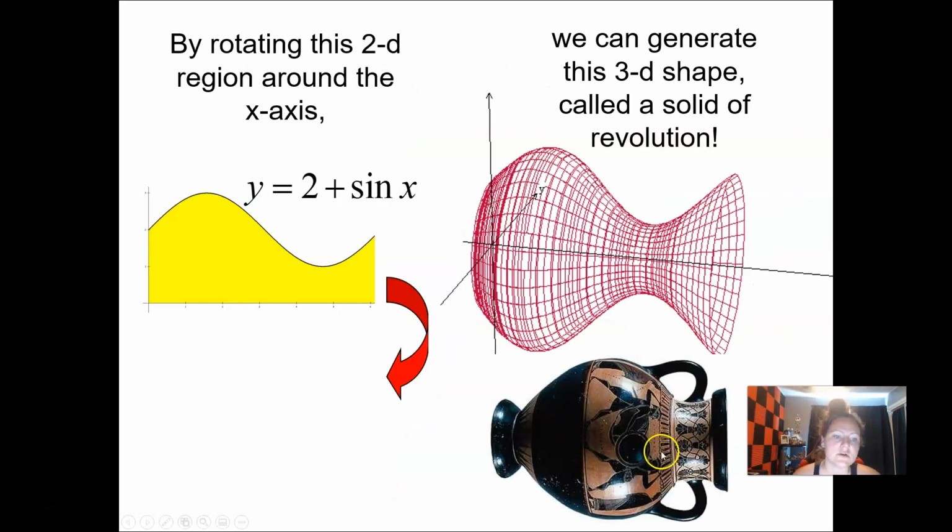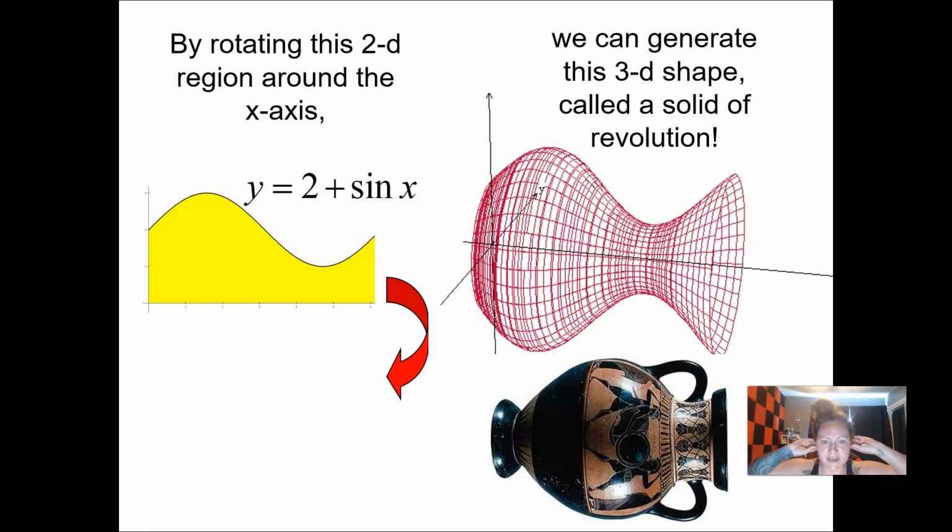There we go. So if you took this curve, it says by rotating this two-dimensional region around the x-axis. So if I had this curve, y equals 2 plus sine of x, and I took that flat piece of space and rotated it all the way around the x-axis, it would generate this, over here in red, this three-dimensional shape. And that shape looks a lot like the Grecian urn in the last slide. See how it's turned sideways?